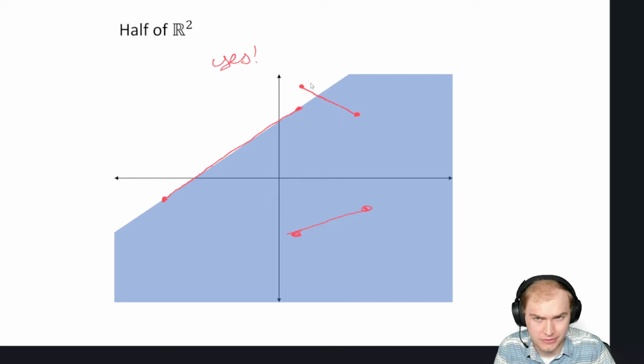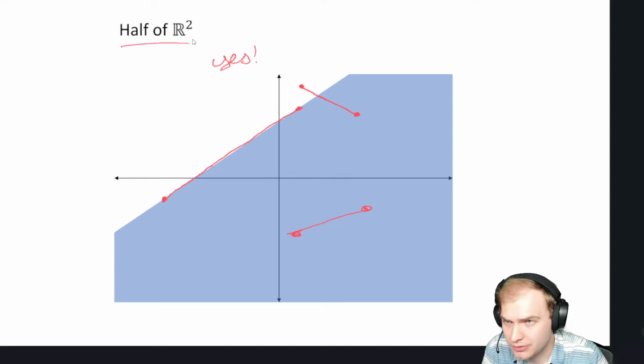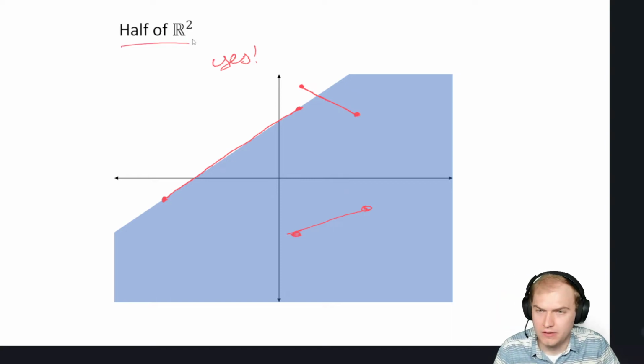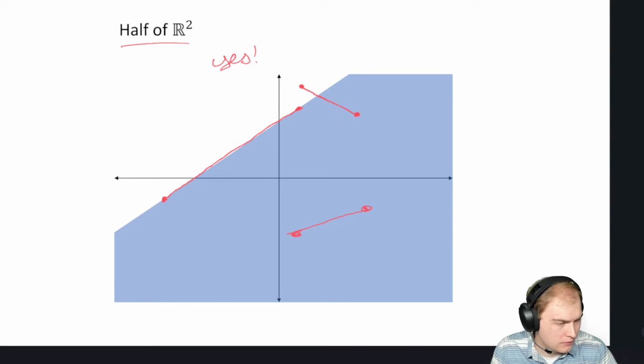That may have been a confusing way to make that statement. But every pair of points in the set, its line segment, its convex combination lies also in the set. So this is important for us. So great.